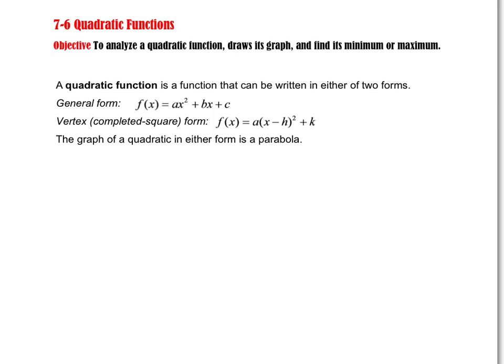Okay, so lesson 7.6 is really just an extension of lesson 7.5. We're going to still be graphing quadratic functions, but the function isn't going to be given to us in vertex form. It's going to be given to us basically in general form, which we've seen before, ax squared plus bx plus c. And then in order to get it into vertex form, we're going to need to use complete the square, which we learned in lesson 7.1.